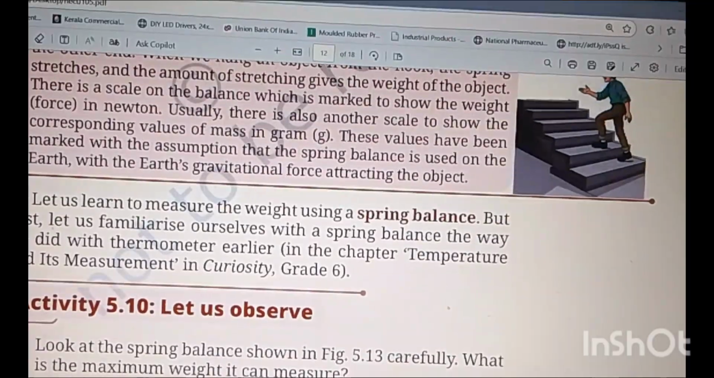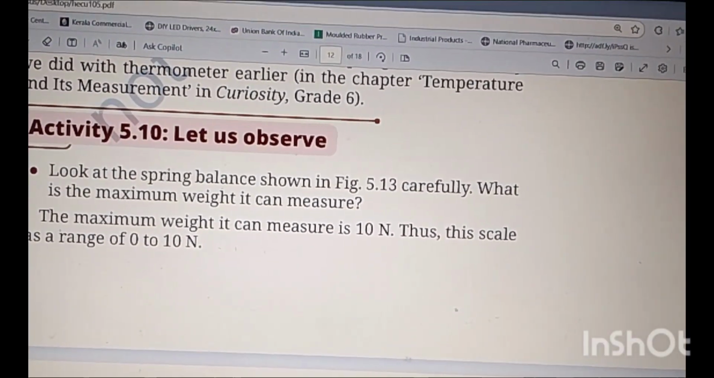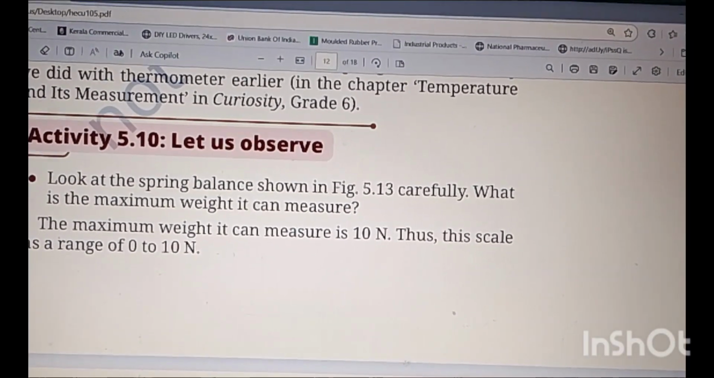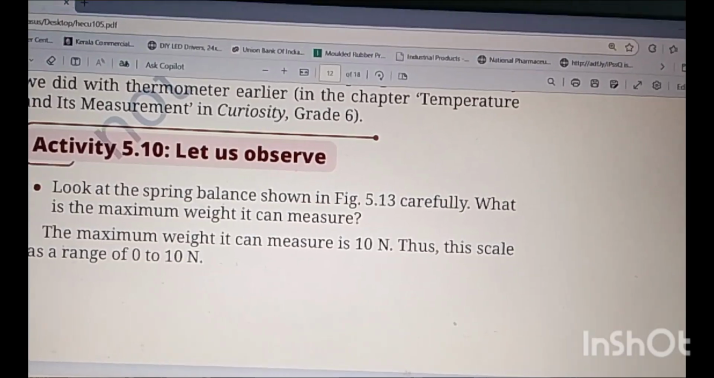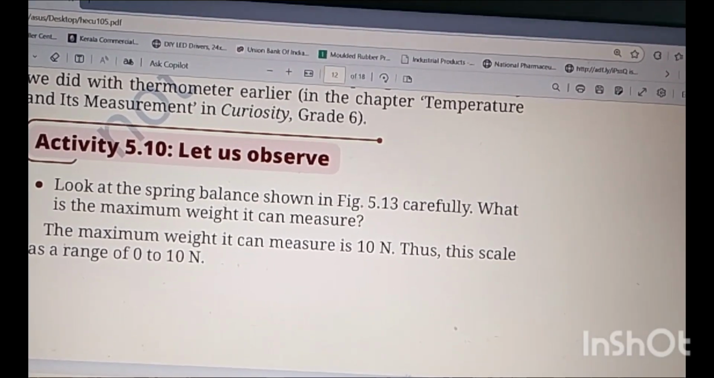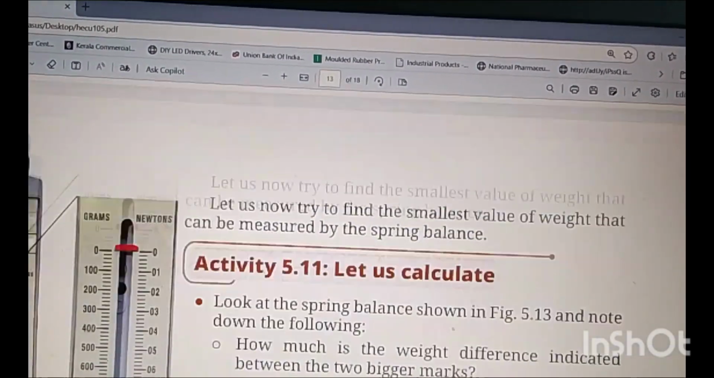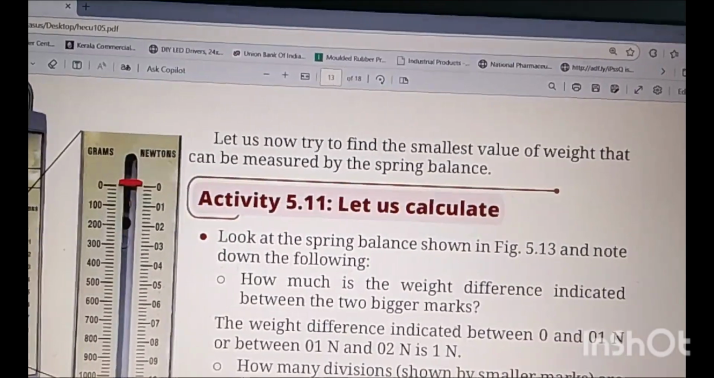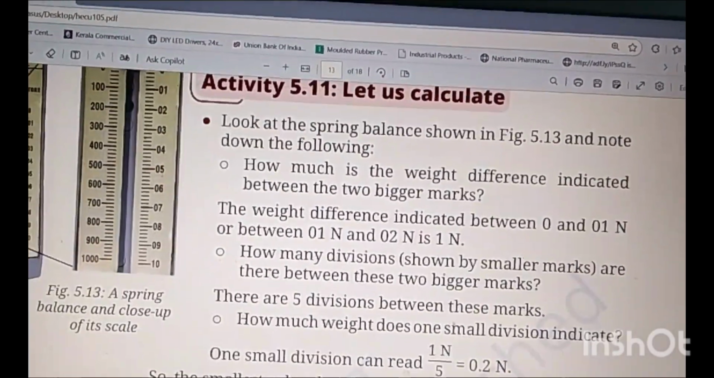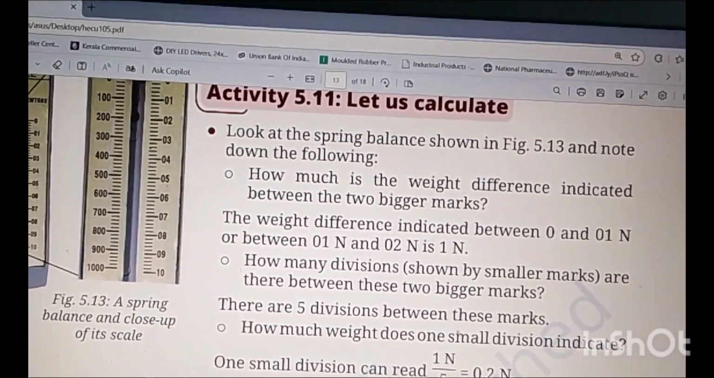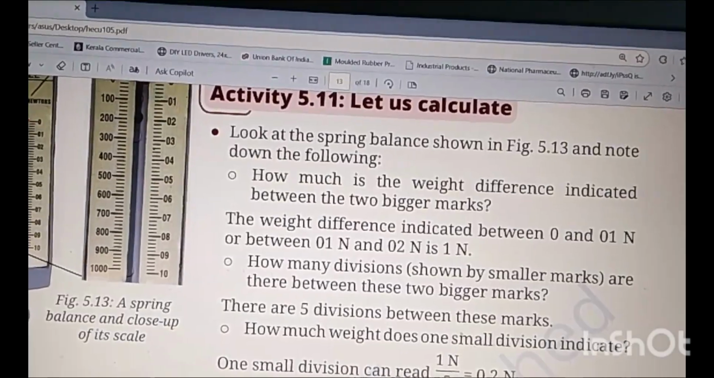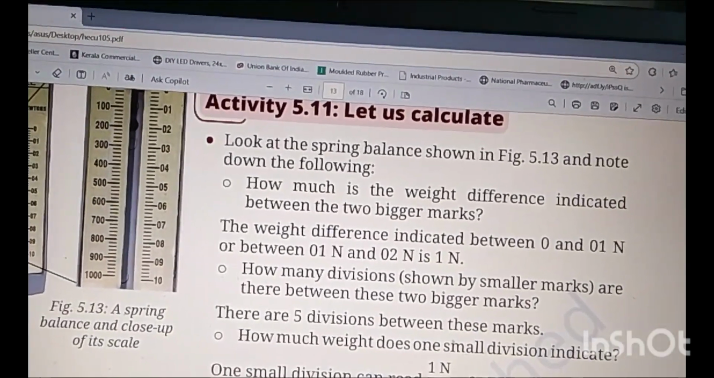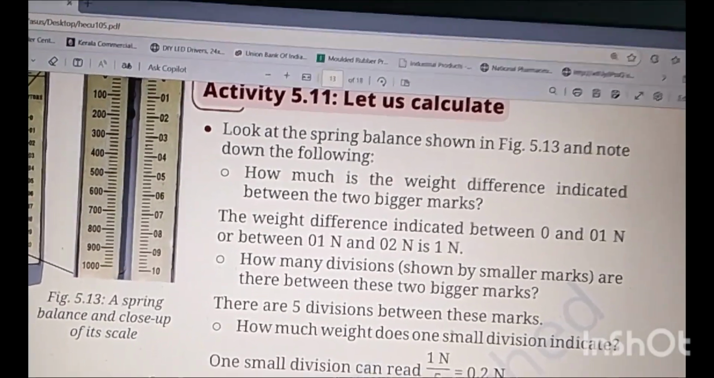This is a spring balance, and we can see the maximum weight a spring balance can hold is 10 Newton. Its range is 0 to 10 Newton only. One small division in a spring balance is actually 1 Newton divided by 5 units, that is 0.2 Newton.